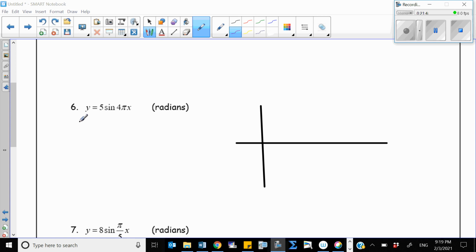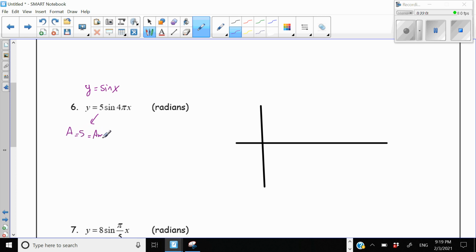Now let's quickly work on number 6 as well. So we have y equal to 5 sine of 4 pi x. The parent function is y equal to sine of x. A value is the number which is multiplied outside of the function. A is 5, that means the amplitude is 5. So my function is going to go 5 up and 5 down for the highest and lowest point.